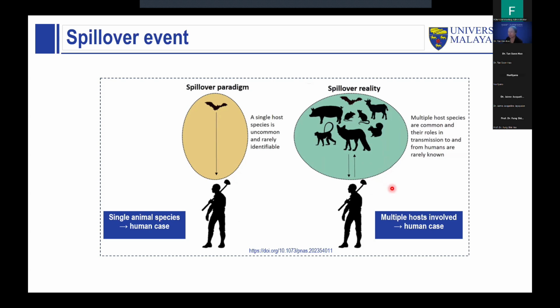And even now, COVID, everyone knows about it. We still don't know what the host and the reservoir for this disease actually are, even though it has been with us for a few years already.